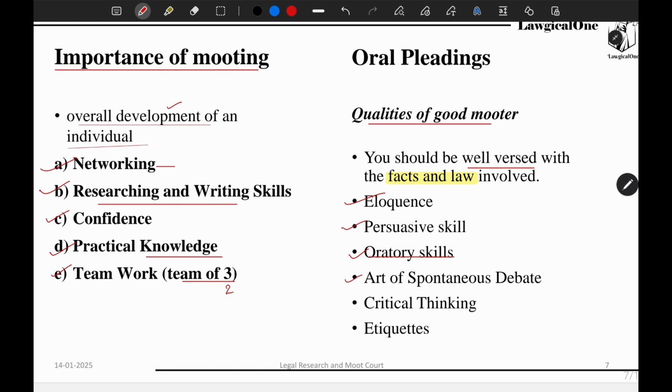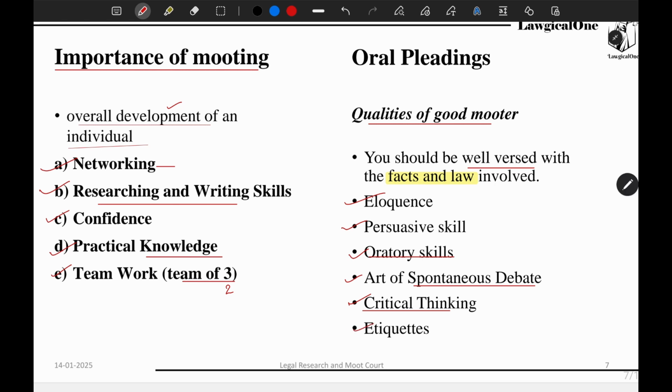Okay, art of spontaneous debate. At many times you will be put questions by the judges that you may not have prepared, and it's an art to argue in front of the judge and answer a question which you may not have prepared. Then critical thinking, obviously, the way you can mold any law, any provision to your advantage is another art, and you should be able to do that. Okay, critically think what other interpretations there can be of law.